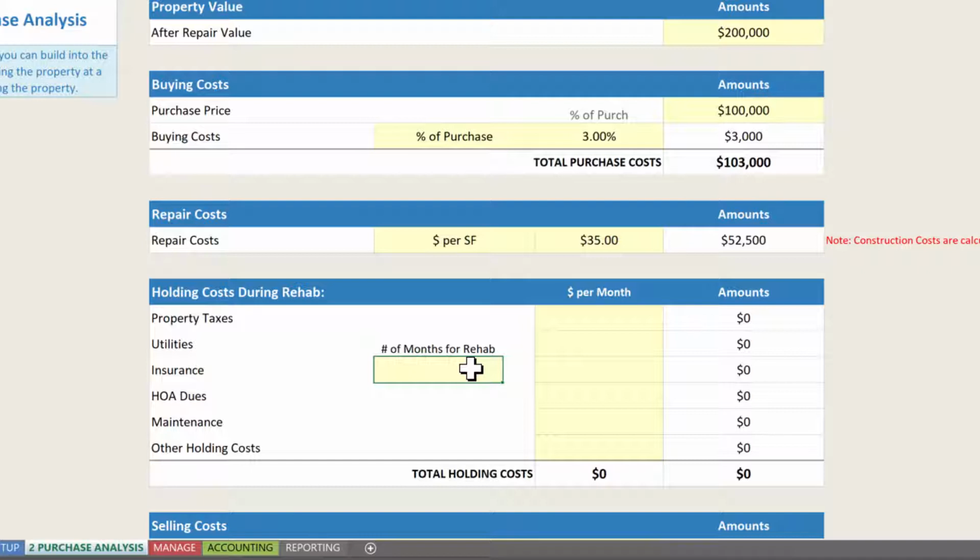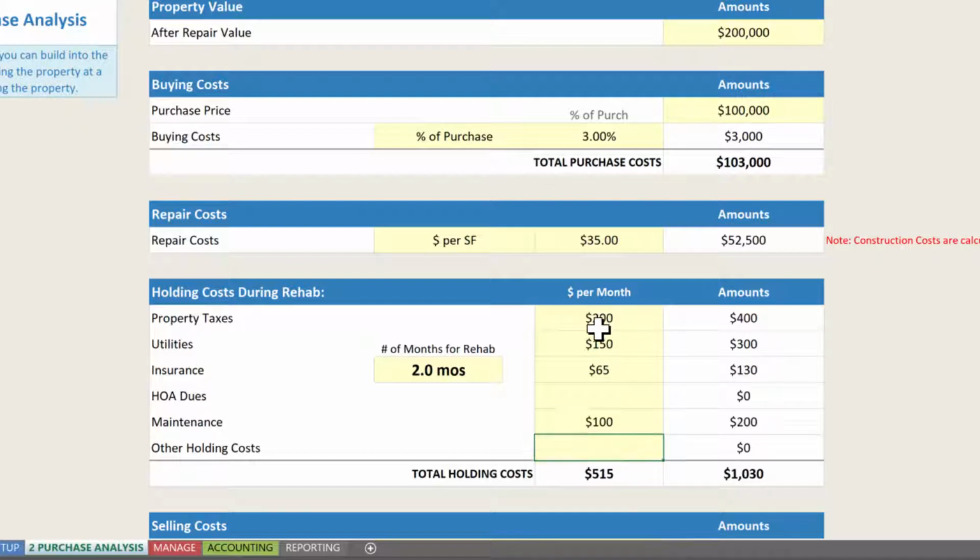So first, input the number of months it will take you to rehab the property. Generally, a light rehab could take just a few weeks, with the heavy rehab taking up to 2 to 3 months. Next, you'll input the monthly holding costs for each item. Your total holding costs are then calculated by multiplying the number of months to rehab the property by the monthly holding costs.